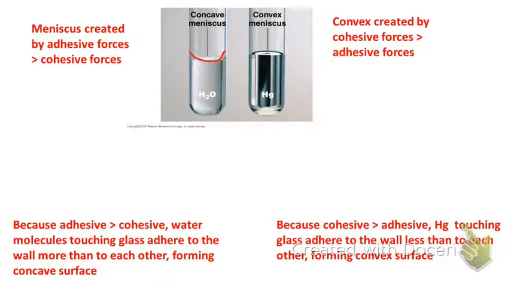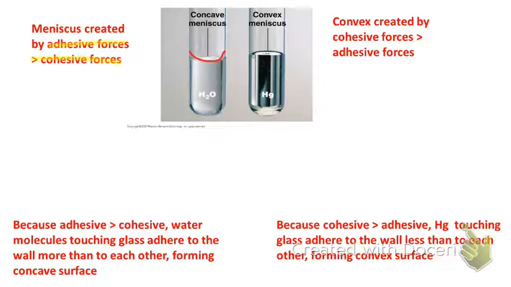What this means then is that the adhesive forces are stronger than the cohesive forces. In other words, the liquid is more attracted to the surface it's in contact with than it is to itself. So water molecules, even though they hydrogen bond with each other, forming very strong cohesive forces, the bonding between the glass and the water molecules is much stronger, therefore we get a concave meniscus.